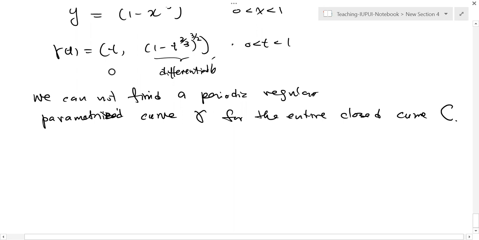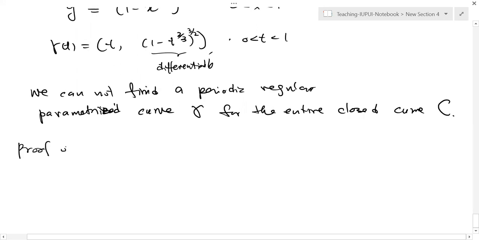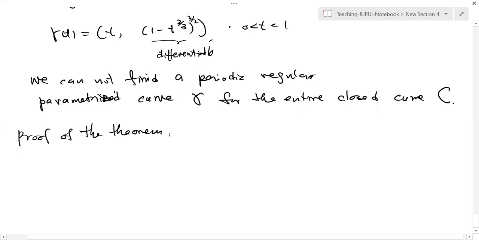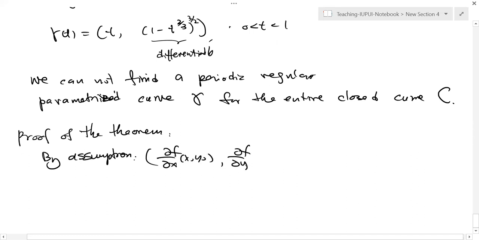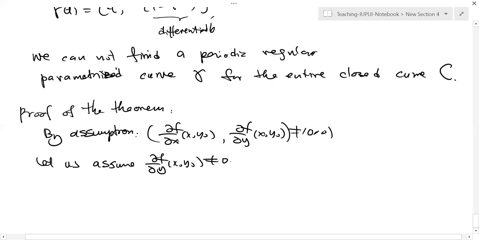Right, so how do we find the... So, let's prove the theorem. Prove the theorem, okay? So we assume that, now by assumption, this is not going to be zero, right? So the two components here, I can assume that without loss of generality, okay? Let's assume, okay, let's assume that.